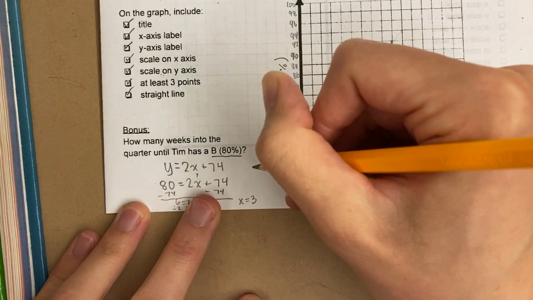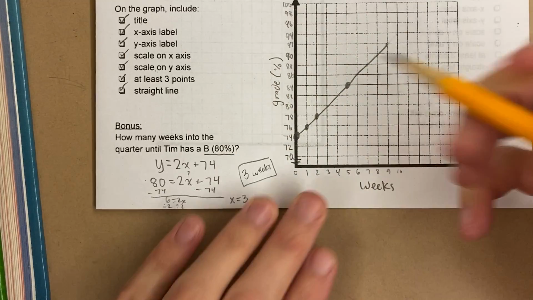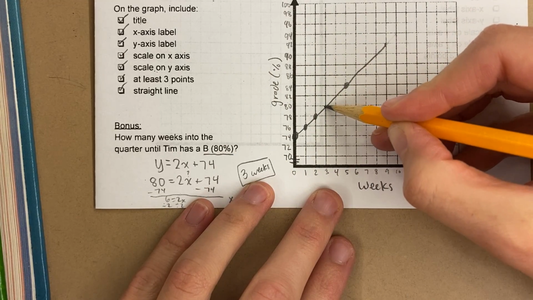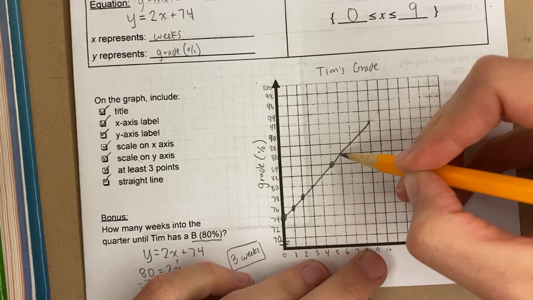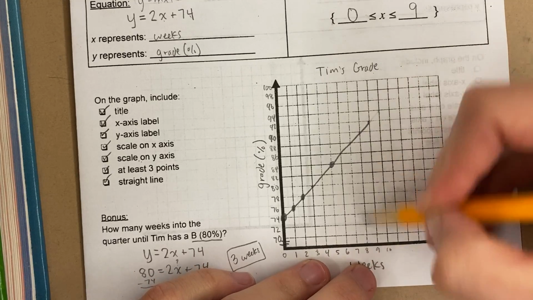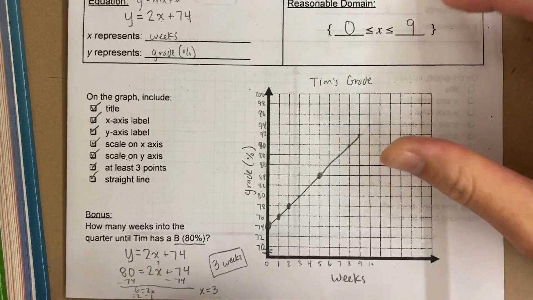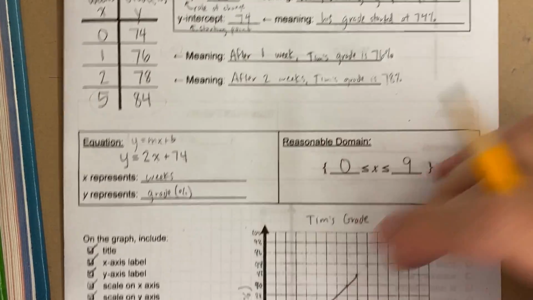So how many weeks into the quarter until Tim has a B? 3 weeks. Look, let's check it on our graph. After 3 weeks, does he get up to an 80? Oh yeah, he does, right? He has that B. After 3 weeks of working hard to get his grade up, he's got a B, and then he's going to keep working his way up, and then look, he gets up to an A after 8 weeks, and then 9 weeks, the semester ends, and he has a 92. All right? So that's a lot of work for one situation, but it's going to help us understand how all of these things are related.